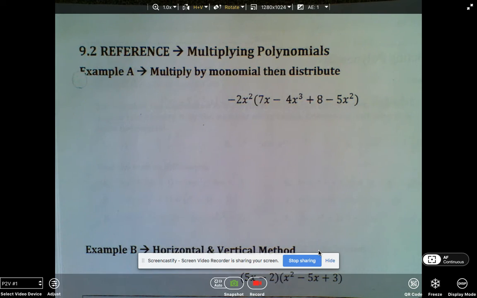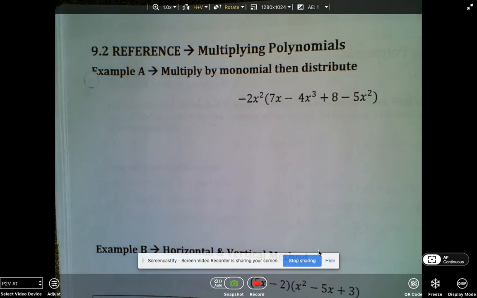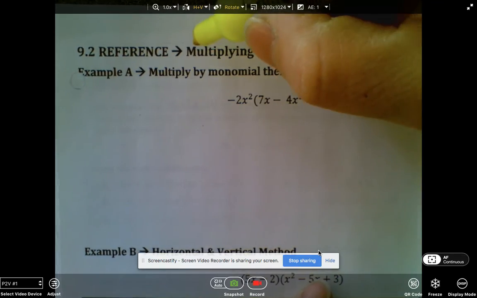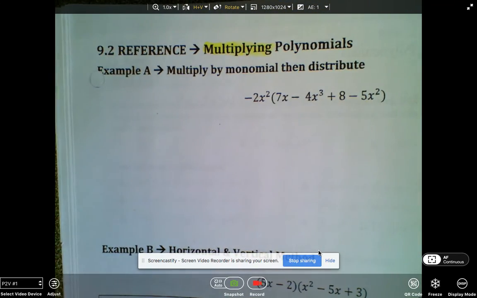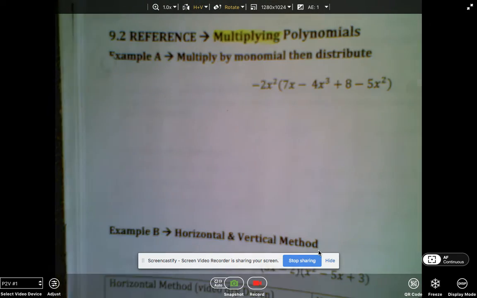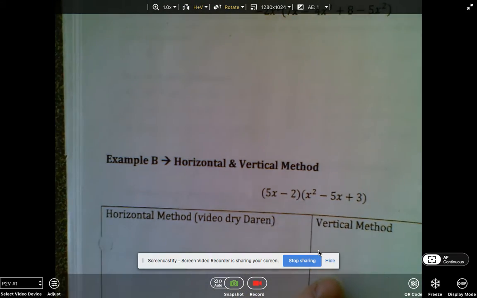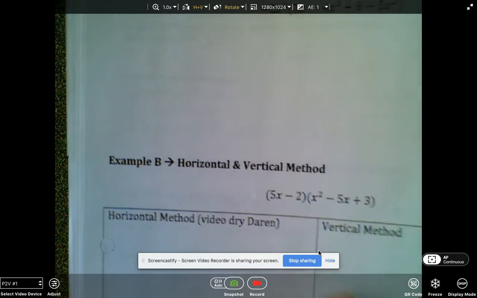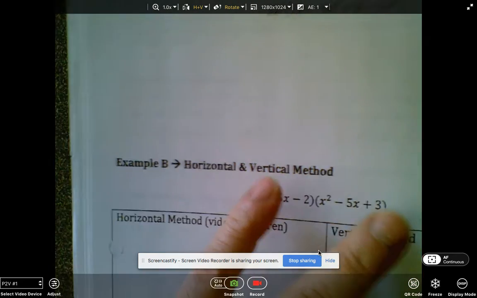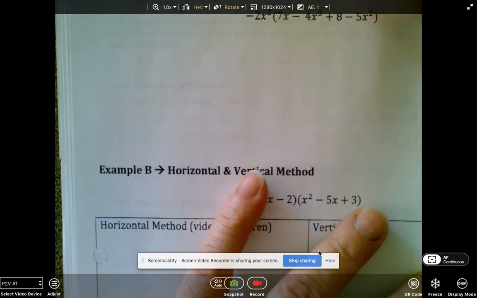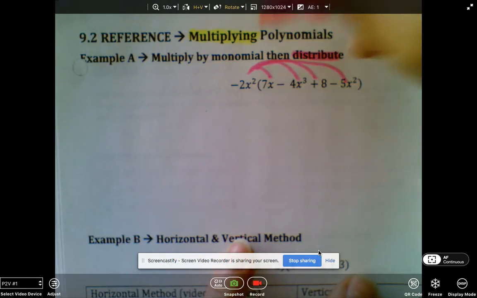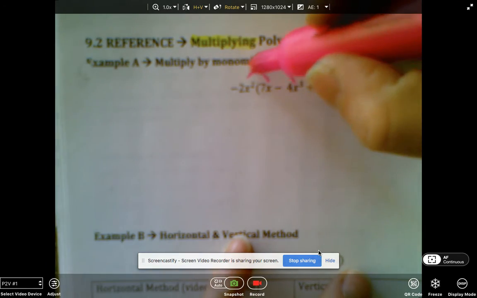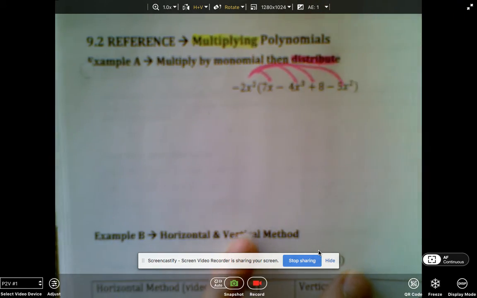All right, in today's video reference, we're going to continue with polynomials, but now we're going to actually multiply polynomials. To do that, we'll look at a few examples. We'll start with example A. In example A, we have a monomial, and basically we're just going to distribute that to the inside with multiplication to each term.